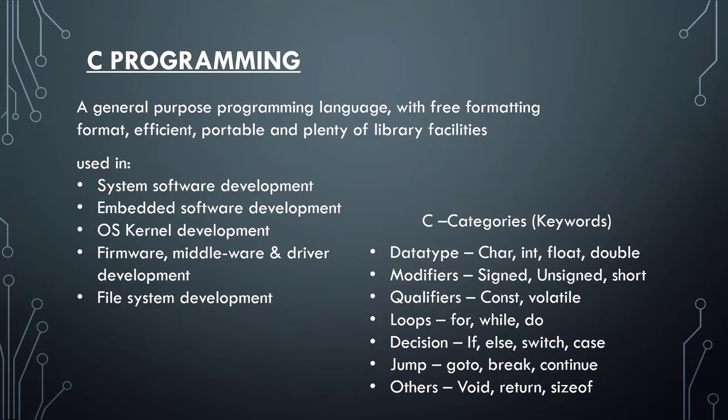And then we can also program decisions, where the instruction is looked into to see if it meets the standard criteria. With decisions in the C programming language, we use the if statement, else statement, switch, and case statement. Then you have the jump statements, whereby we have goto, break, and continue. And then you have many other categories such as void, return, and sizeof, which can be used to calculate the size of a string, a character, and many other things.